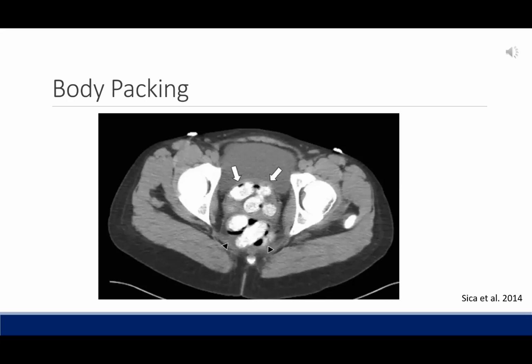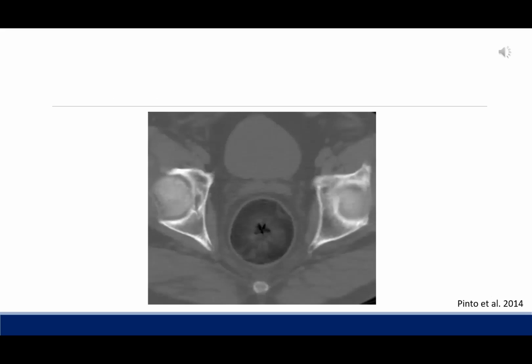Body packing is when objects, usually drugs, are placed into bodily orifices to transport them or to evade detection. This CT shows a female with drug packets in the vagina, the white arrows, and in the rectum, designated by the black arrows. This is a CT with an apple as the foreign body.